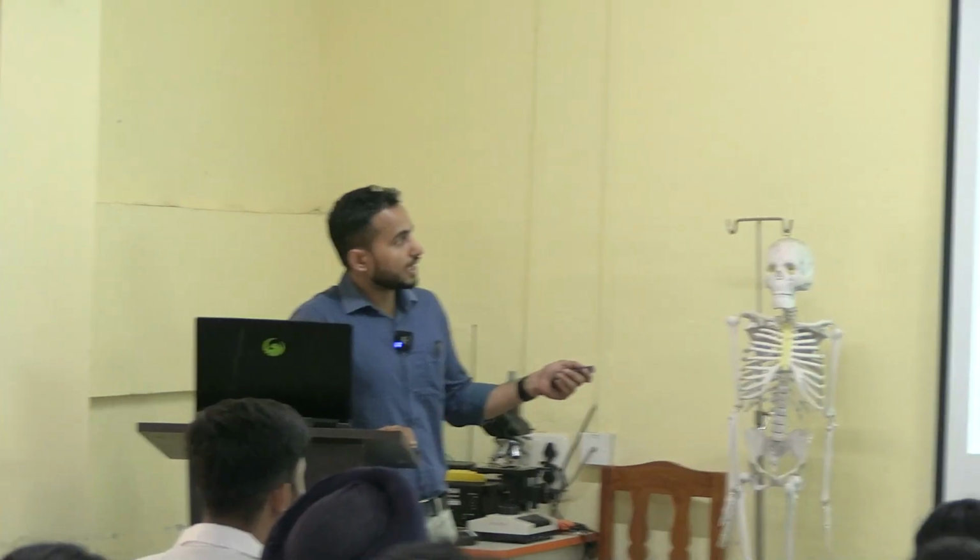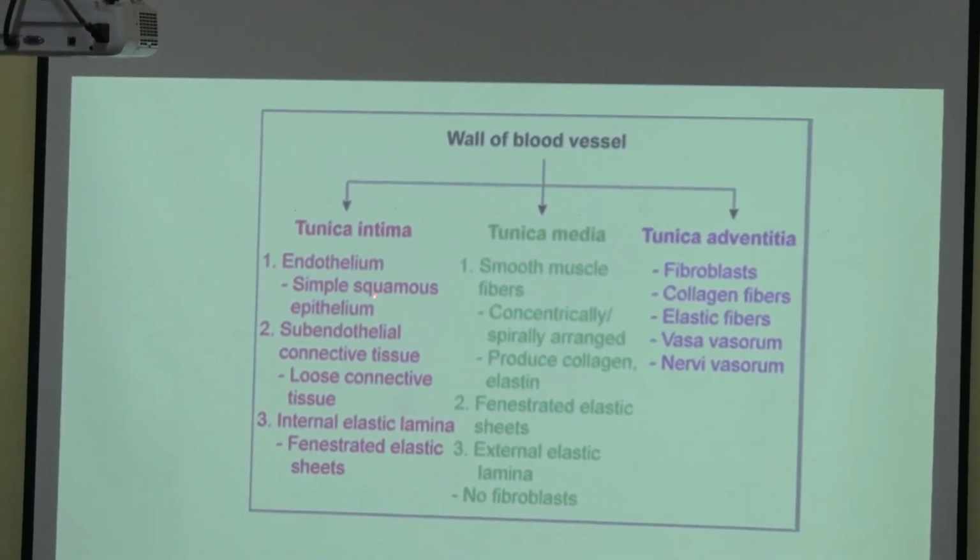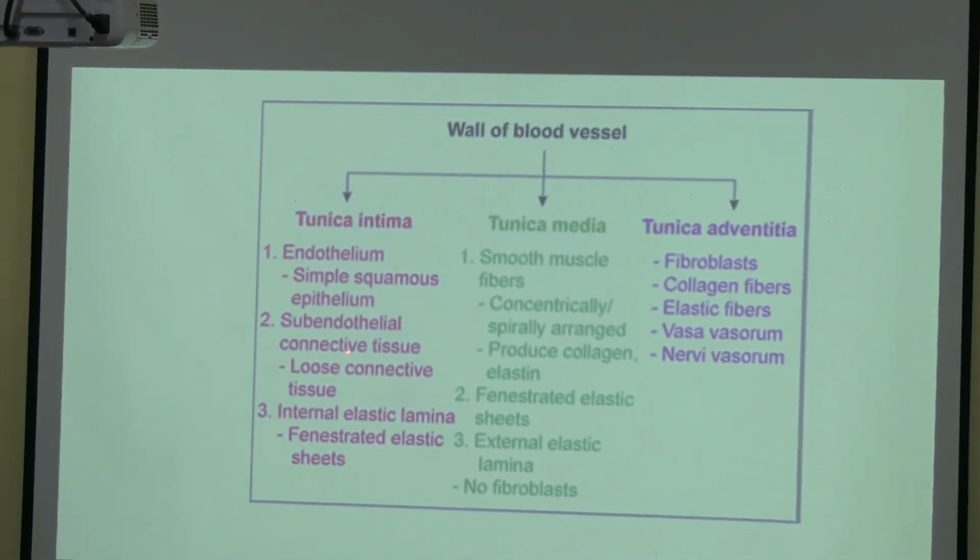So in case of tunica intima, as I said, endothelium. In endothelium, what is there? Simple squamous epithelium. Just below it, subendothelial connective tissue is present. And internal elastic lamina is also present. Now what is this internal elastic lamina? What is the meaning of subendothelial? Below the endothelium, the connective tissue that is there is the subendothelial connective tissue.